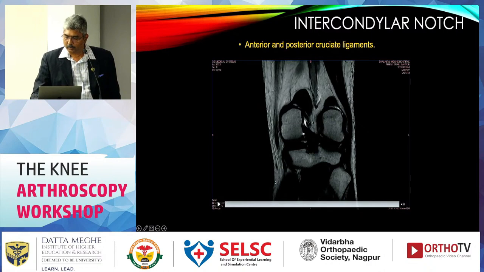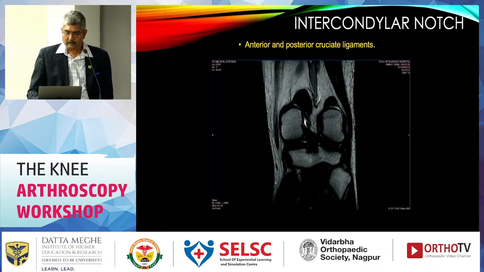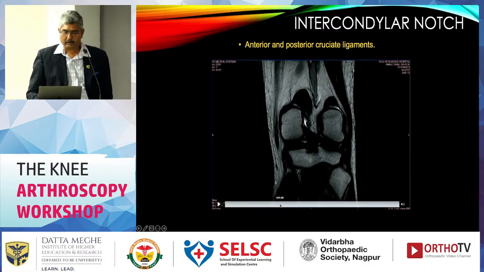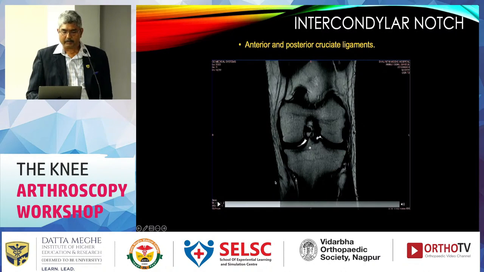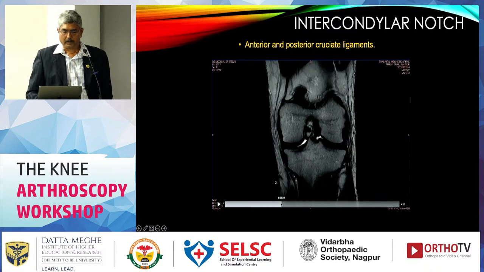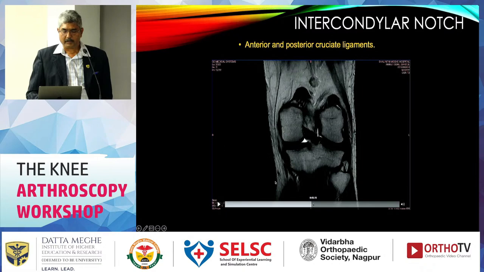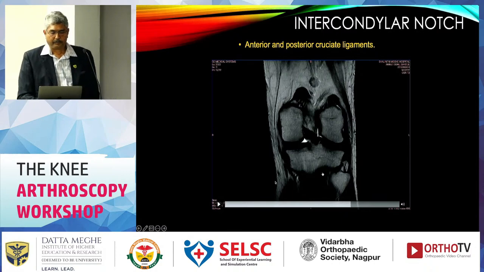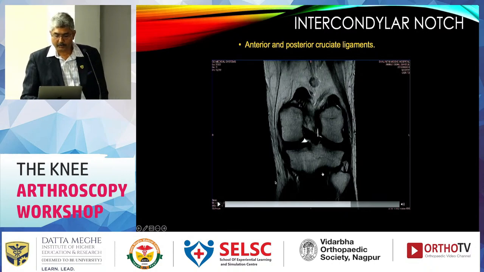Similarly, one can follow the PCL. Here we are following the insertion of the PCL. So it is posterior. These are two-way images I have taken. This should run like so. Here is the tibial attachment, what we are seeing right now. Here is the tibial attachment on the posterior aspect.